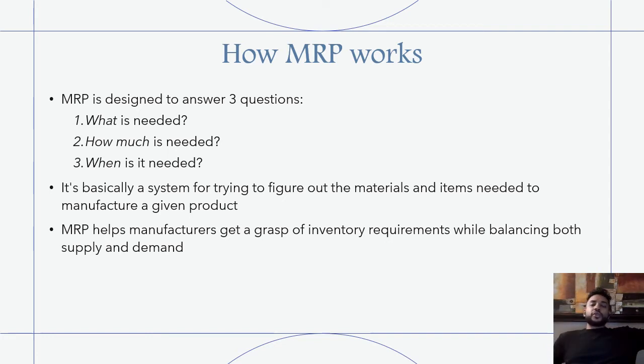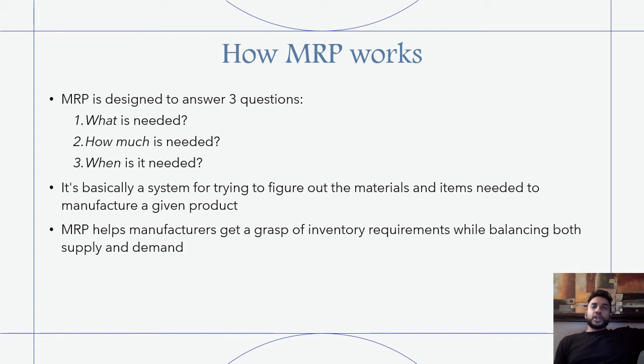Back in the day, before computers, all this stuff would have to be done by hand, right? A lot of companies, even right now, don't have an MRP system. They do all inventory by counting, right? Some companies are like that. Some don't have an MRP, depending on how big or small they are and how much stuff they have going on. So it's basically a system for figuring out the materials and items needed to manufacture a given product.